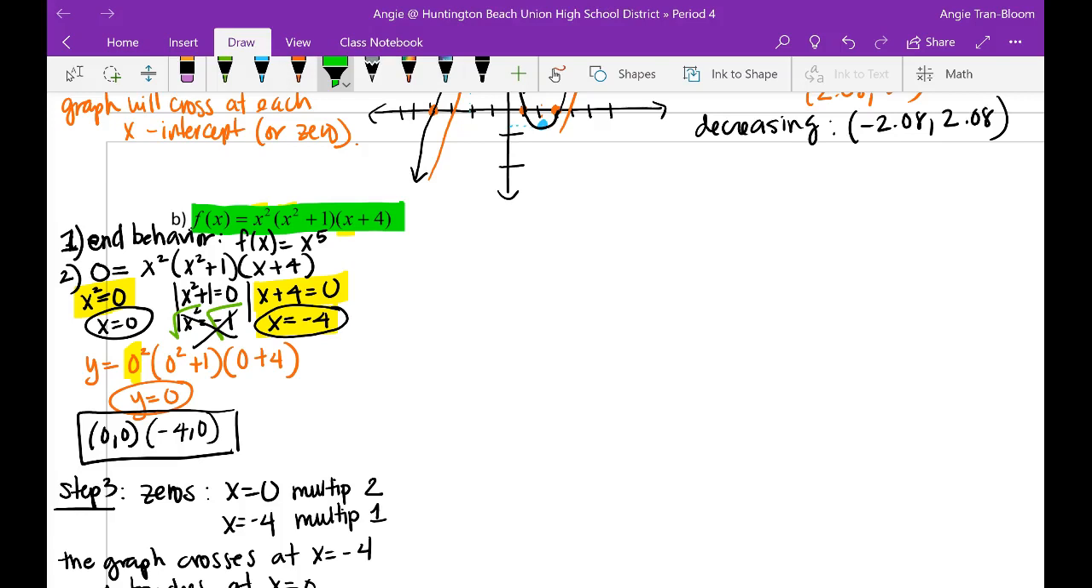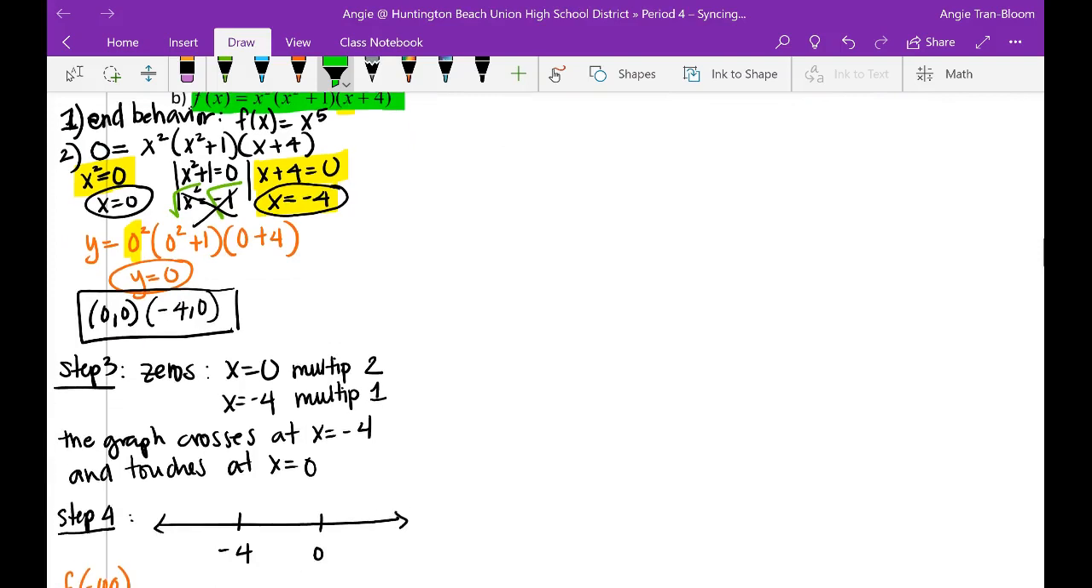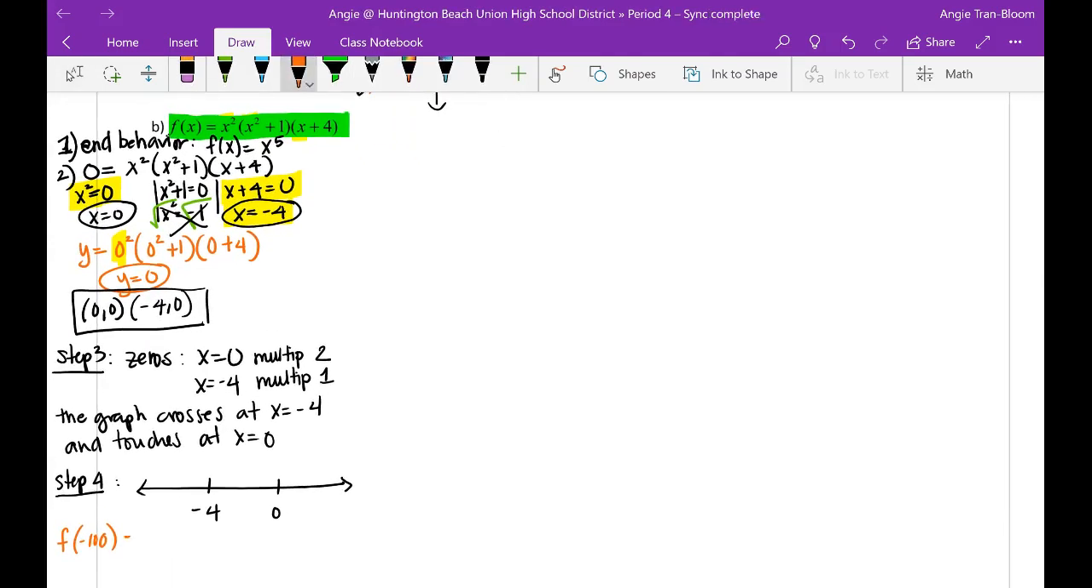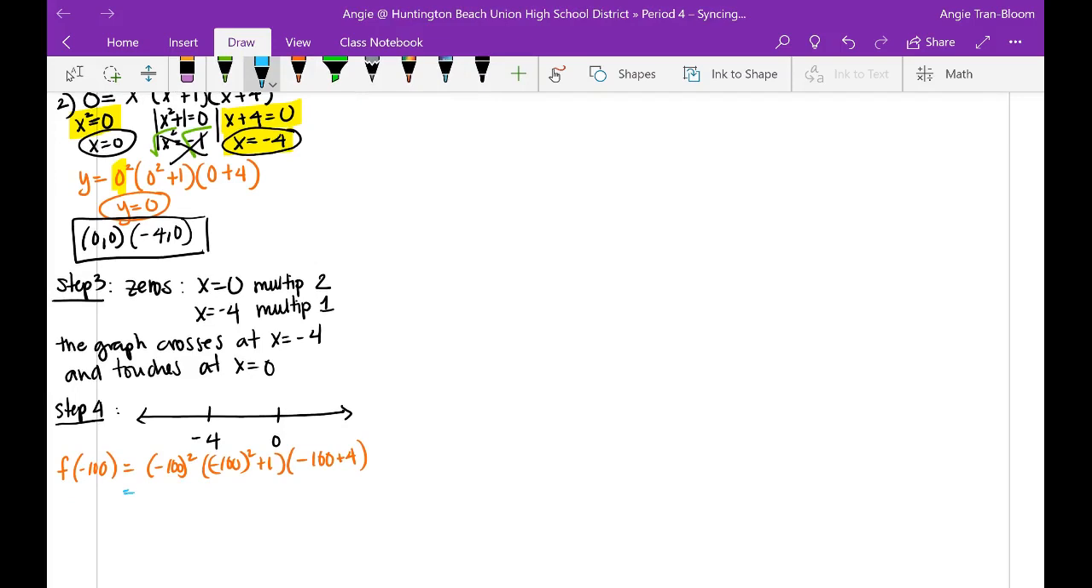So when x is -100, there are 3 different factors here. Let me zoom out a little bit so I can see. So you have a -100 square, okay? Then you have a -100 square before you add a 1. Then you have a -100, plus a 4 inside this last quantity. So I'm just really looking for positives and negatives. I'm not interested in what the actual answer is, right?